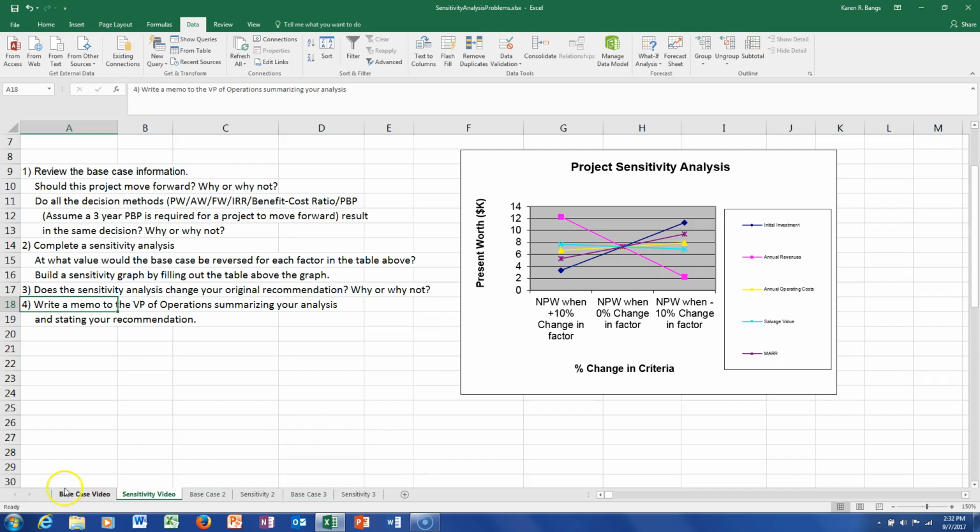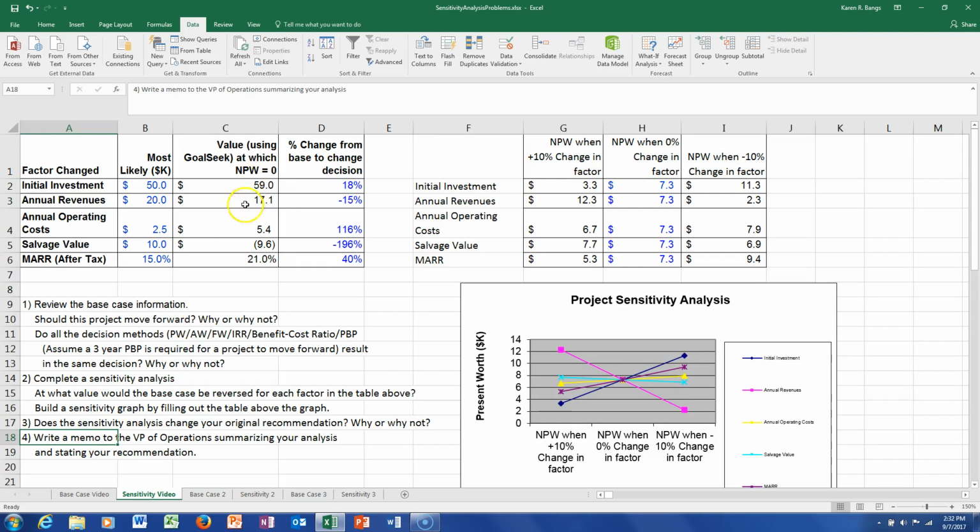You will be given, again, the base case very similar to here, and then you'll fill out the table of what value it would have to change to, and then the plus or minus 10% to build the sensitivity graph, and then communicate that via a memo to the VP of Ops. All right, and then if there's time in class, you'll be able to work on your project as well, since sensitivity analysis is required for that as well.